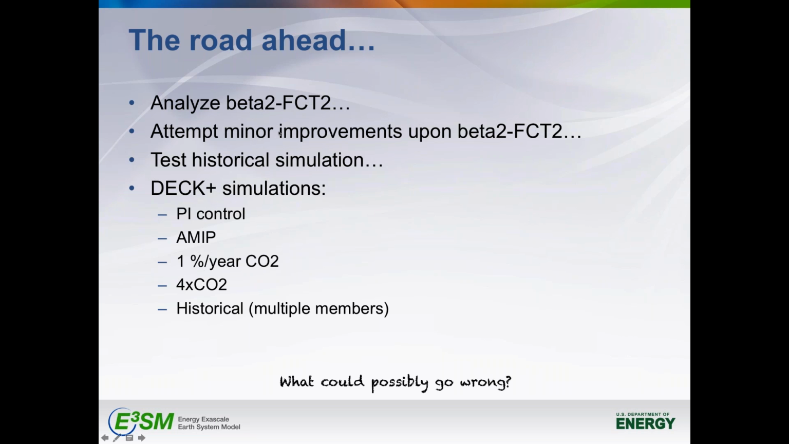And if it does work, then we can move on to do the DECK simulations that we have to deliver by the end of March, which consists of a long pre-industrial control, at least 500 years, a couple of AMOC simulations, and some idealized simulations, 1% per year CO2 increase, up to doubling, instantaneous 4 times CO2, as well as multiple members of historical simulation.